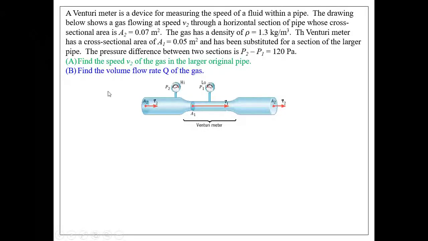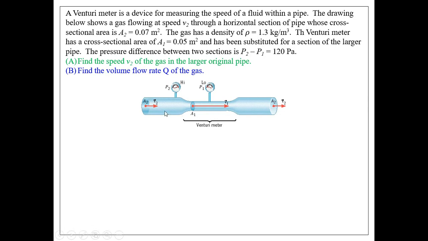In this video we have a gas that's going to flow in this pipe from left to right. The entry speed V2 here, in this cross-section area A2, is unknown. It tells us that the cross-section area on the left side is 0.07 meters squared, and that the density of the gas, the fluid here, is 1.3 kilograms per meter cubed. The cross-section in the narrow part of the pipe is given as 0.05 meters squared. And it tells us that the difference in pressure from P2 to P1 is 120 Pascal.